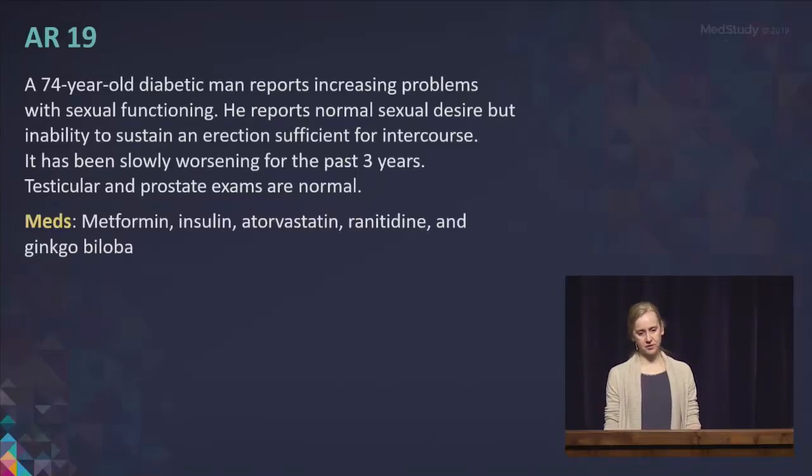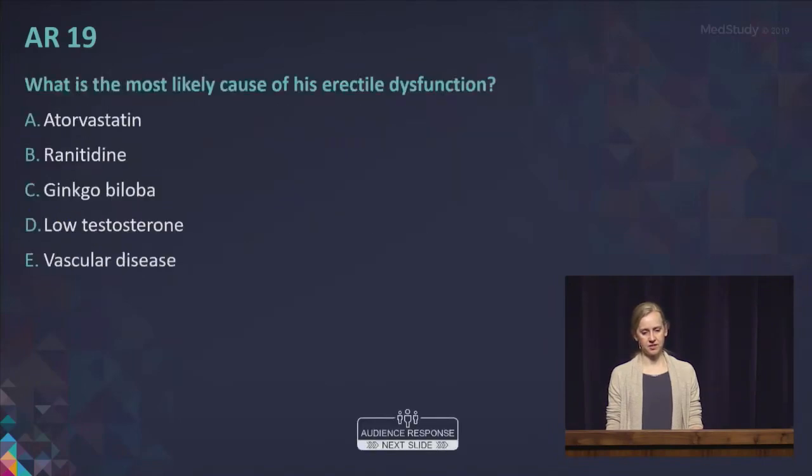A 74-year-old diabetic man reports increasing problems with sexual functioning. He reports normal sexual desire, but inability to sustain an erection sufficient for intercourse. It has been slowly worsening over the past 3 years. Testicular and prostate exams are normal. His medicines are metformin, insulin, atorvastatin, ranitidine, and ginkgo biloba. What is the most likely cause of his erectile dysfunction?